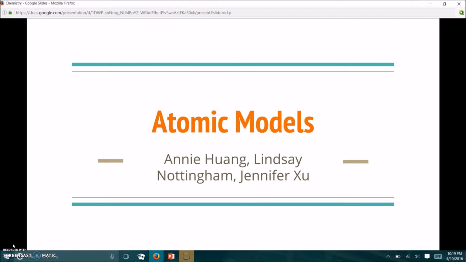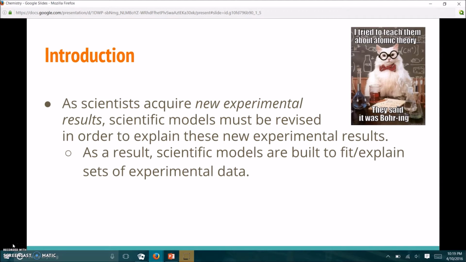Today we're going to learn about atomic models. Introduction. As scientists acquire new experimental results or new experimental data, old scientific models or atomic models must be revised in order to explain the new data.